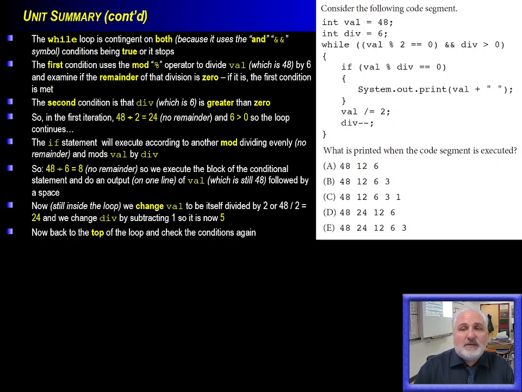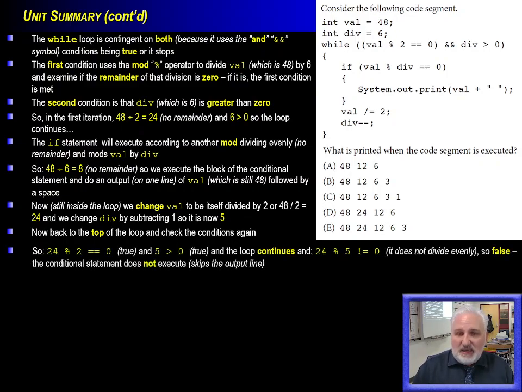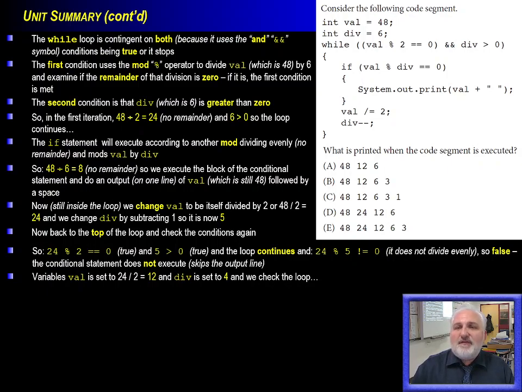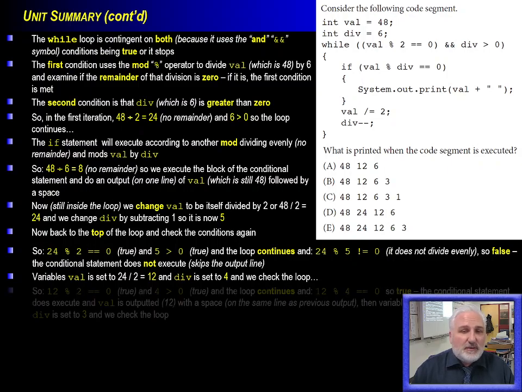Well, 48 is now 24. 24 divided by 2 does divide evenly, so that condition's met. And 5 is still greater than 0, so that condition's met, so the loop continues. Now let's check the if statement. Well, the if statement checks val divided by div. So now we're checking if 24 divided by div, which is 5, is an even division.